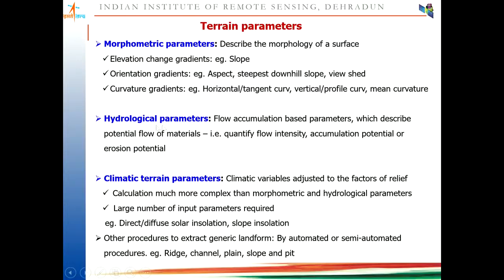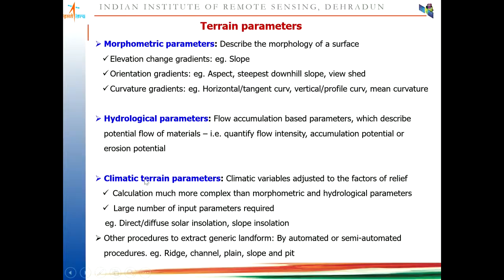Another group is the hydrological parameters. Hydrological parameters are among the most important parameters which we use in our watershed modeling. That is the flow accumulation: where the flow, meaning runoff water, will accumulate, where there will be minimum accumulation, and where there will be maximum accumulation. This accumulation pattern in the watershed tells you about the erosion potential due to its topography.